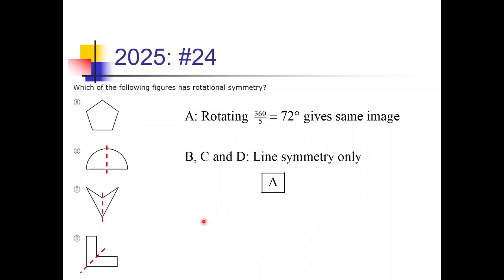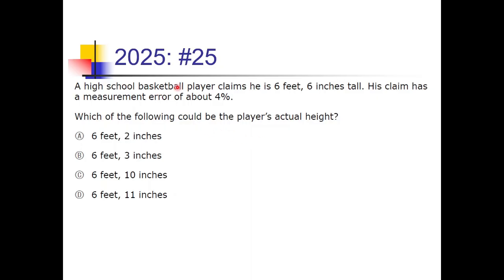For this problem, a high school basketball player claims he is 6 feet 6 inches tall. His claim has a measurement error of about 4%. Okay, so based on that, what could be the player's actual height? So essentially, we're trying to figure out his height. He could be 4% less than this number or 4% more. So it would probably be a good idea to figure out what 4% of 6'6" actually is.